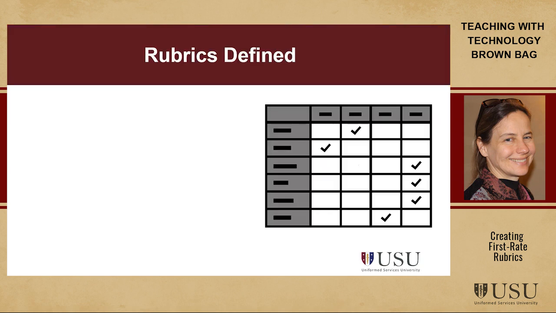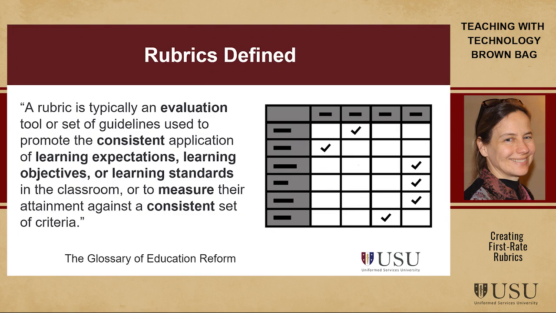I went around for a definition and went out to find one that I like. A rubric is typically an evaluation tool or set of guidelines used to promote consistent application of learning expectations, learning objectives, or learning standards in the classroom, or to measure their attainment against a consistent set of criteria. And this came from the Glossary of Education Reform.